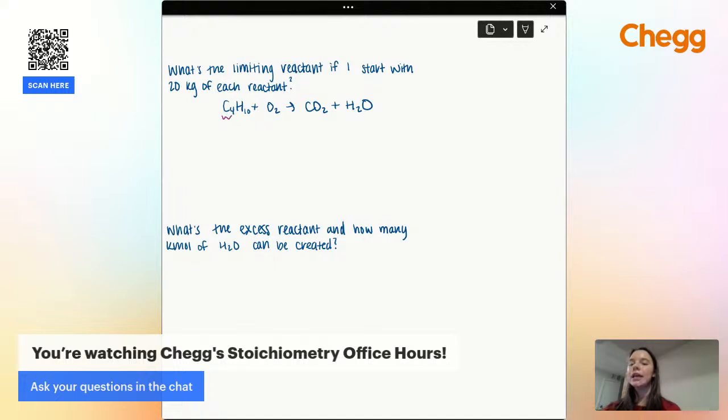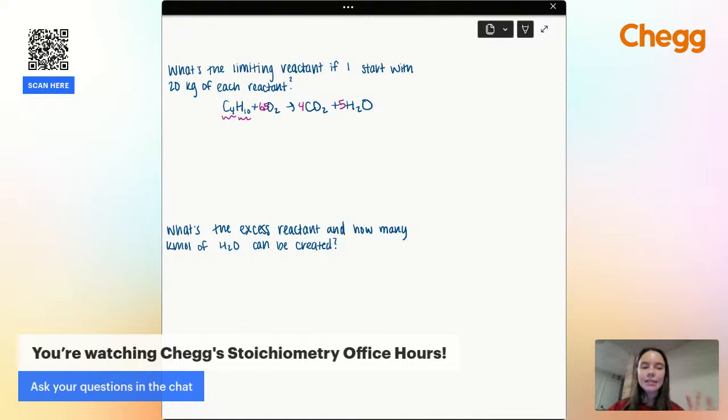So I'm just checking. I have 4 carbons over here. I'm going to put a 4 as my coefficient on the right so that I have 4 carbons on the left, 4 on the right. Then I'm going to my H's. I have 10 H's. I'm going to put a coefficient of 5 there because I want 10 H's on the left, 10 H's on the right. I'm then going to look at my oxygens. I have 8 plus 5, 13 oxygens on the left. So I'm going to have 6.5 oxygens on the right.